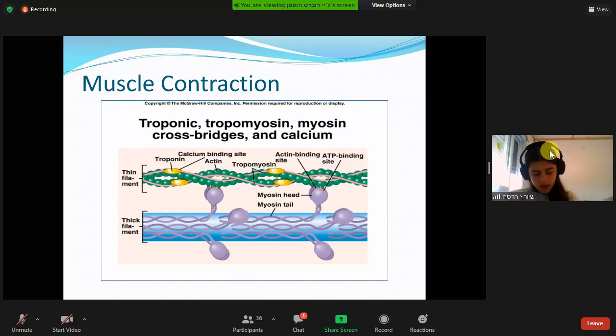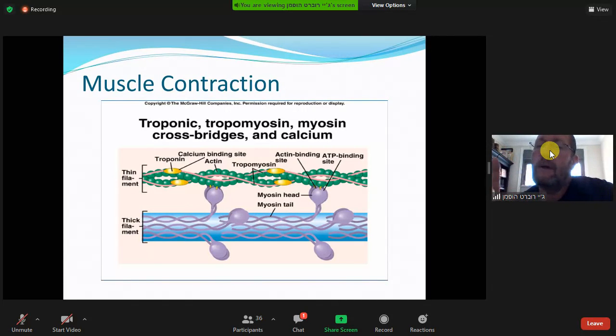Can you explain again what happens after ATP attaches to the actin binding site? No, ATP does not bind to the actin binding site. ATP binds the myosin head. So what happens, ATP binds the myosin head.